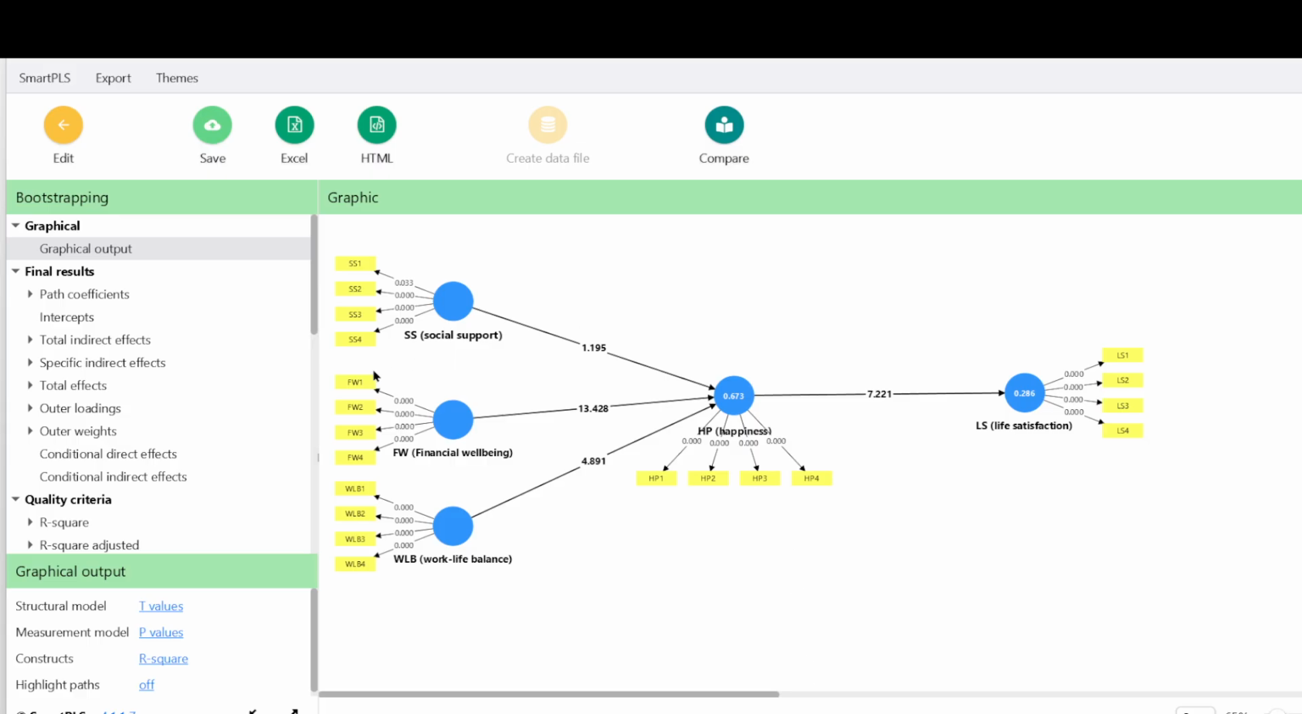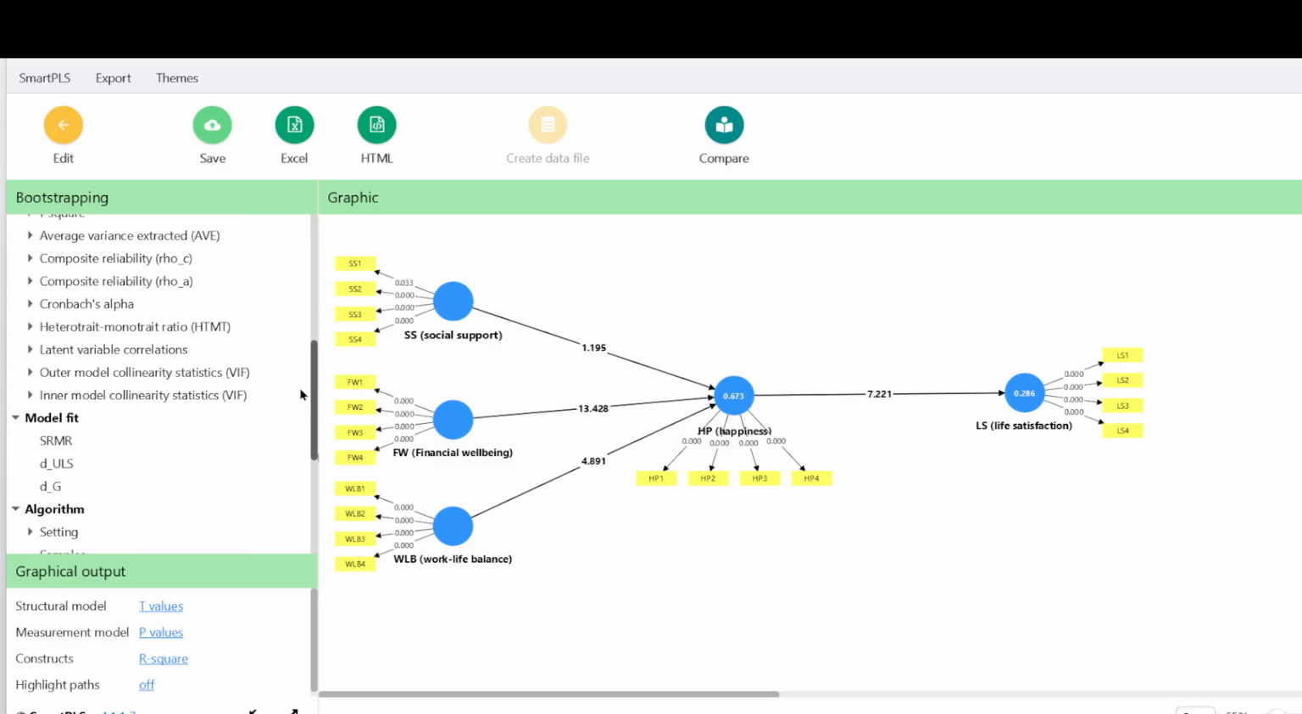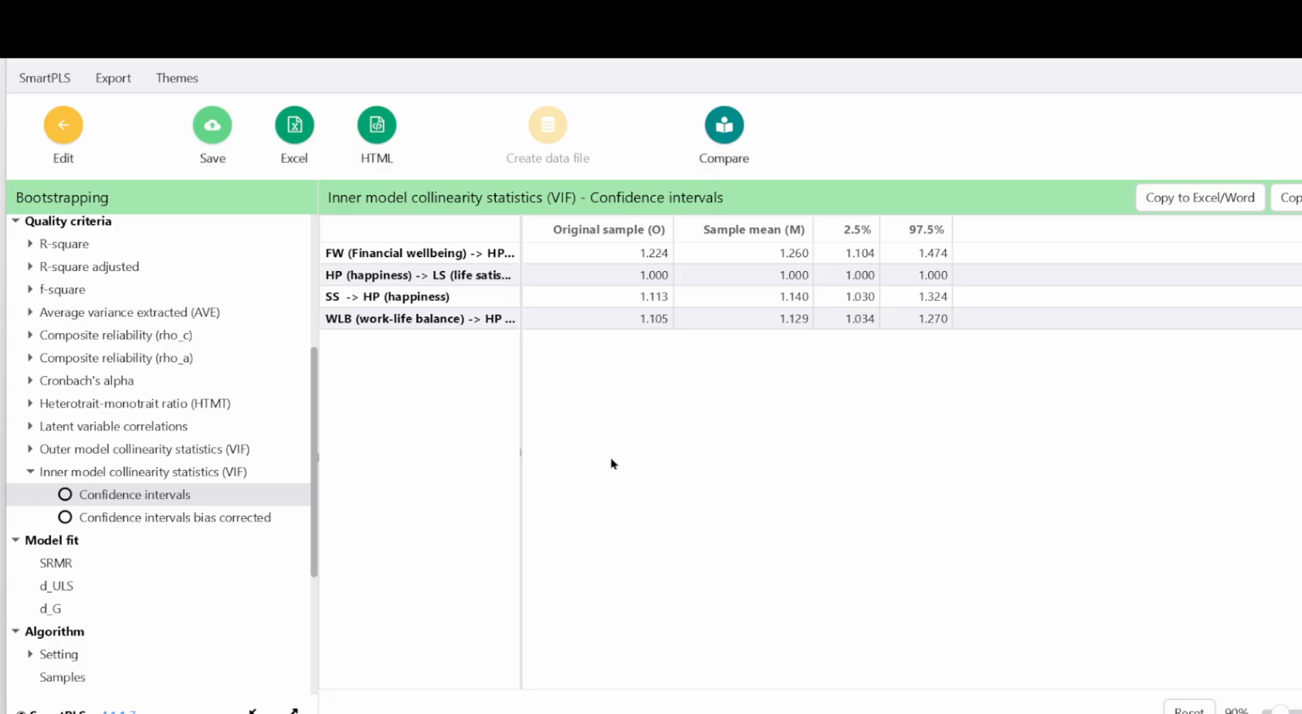Okay, now bootstrapping is done because certain statistics appear on the model. So now after bootstrapping, we are required to calculate the inner model collinearity statistics, which is based on the VIF. For that you have to go to the left-hand side option and click on inner model collinearity statistics, click on confidence interval, and you can see one table in which certain statistics are there.